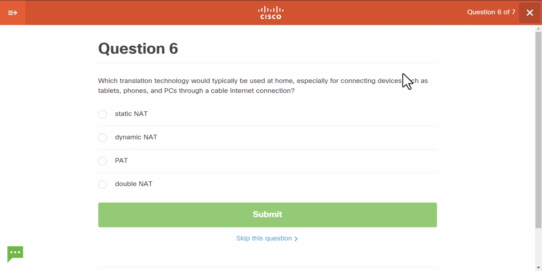Question 6. Which translation technology would typically be used at home, especially for connecting devices such as tablets, phones, and PCs through a cable internet connection? This will be PAT, or NAT overload. It allows many different hosts to use one and only one global IP address on the outbound interface of the router.